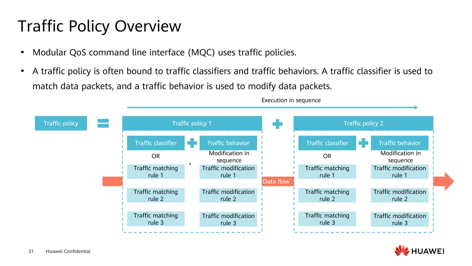The traffic policy has two modules. First is a traffic classifier, and the second is a traffic behavior. The traffic classifier can define the traffic based on the ACL. After the traffic is defined, we can use the traffic behavior to mark the traffic.